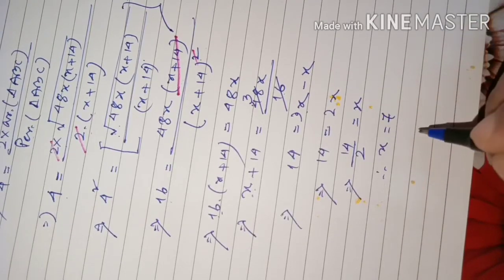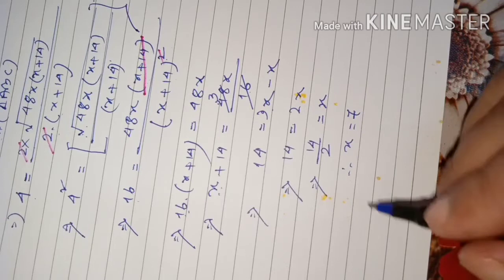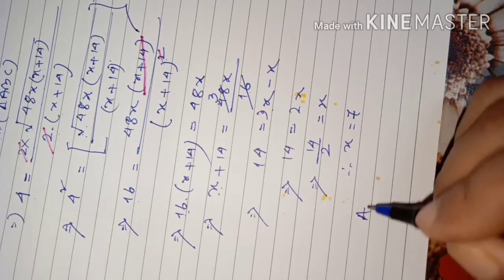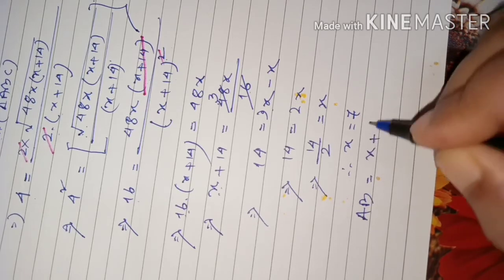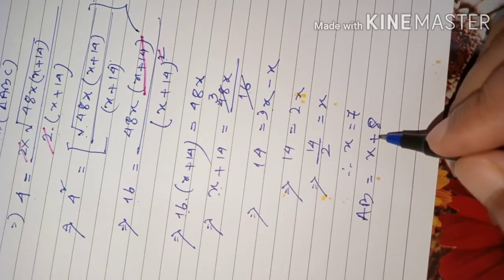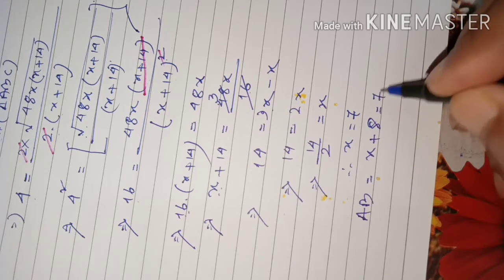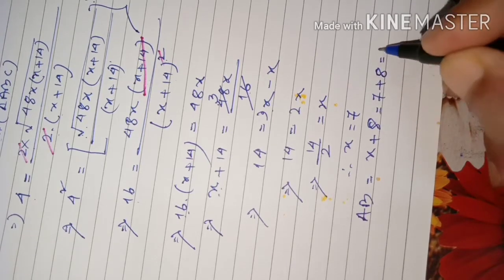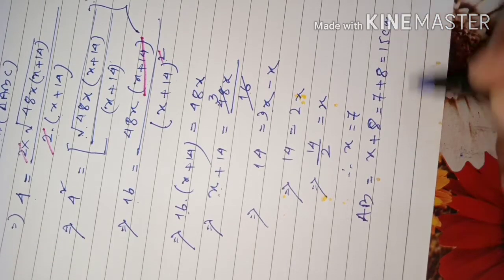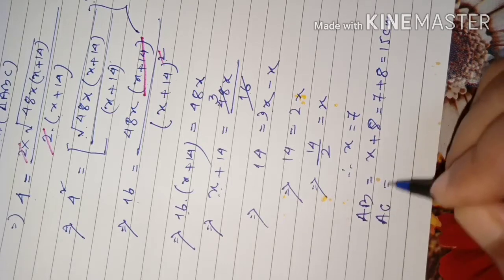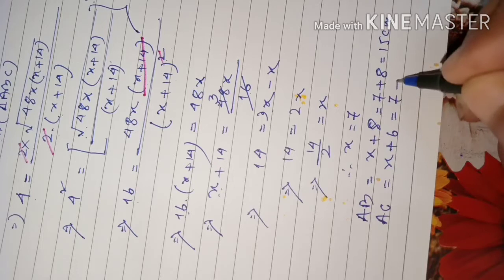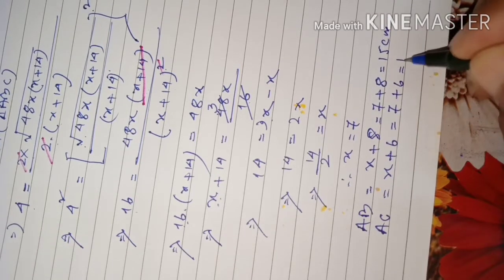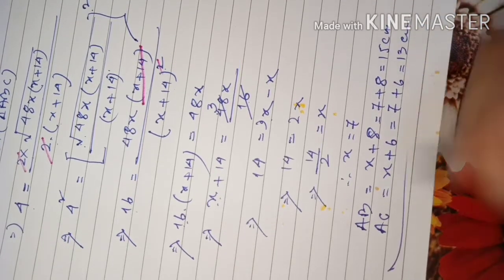But our target was AC and AB. Therefore AB, it was x plus 8. No, AB was x plus 8. Therefore it will be 7 plus 8 is equal to 15 centimeter. And AC was x plus 6 and x is 7. 7 plus 6 is equal to 13 centimeter. So this is our answer.